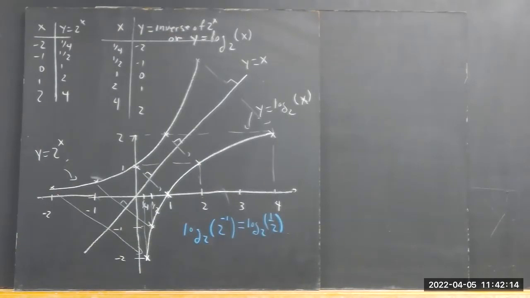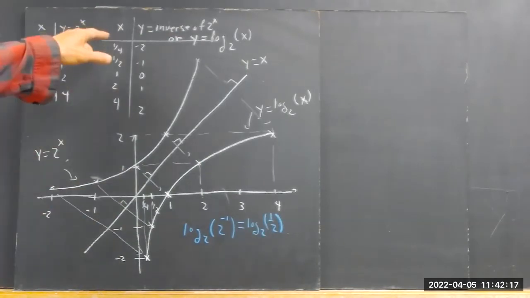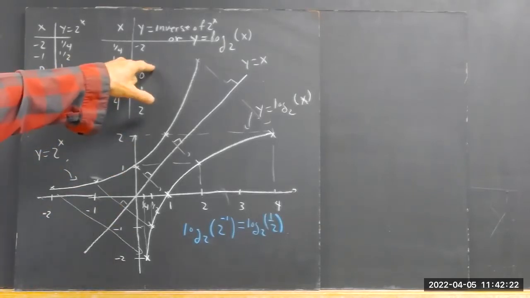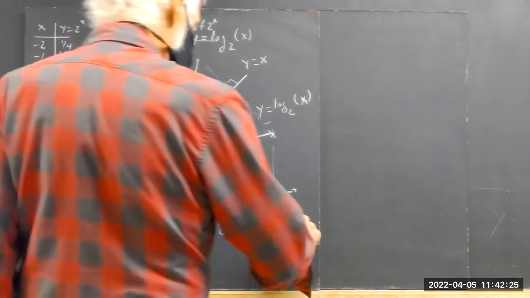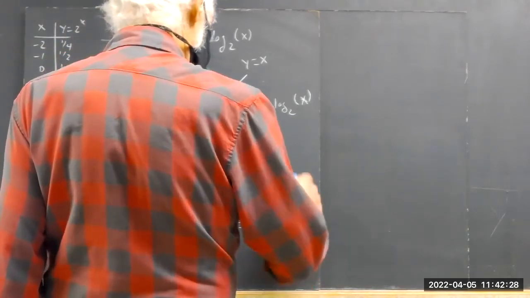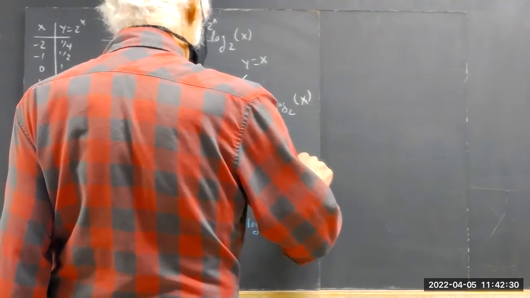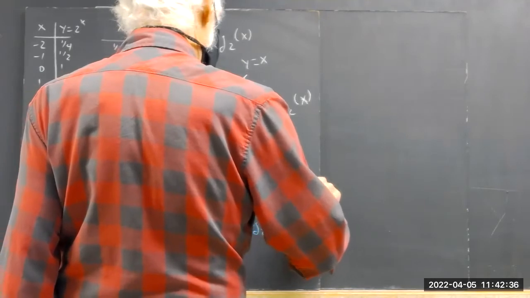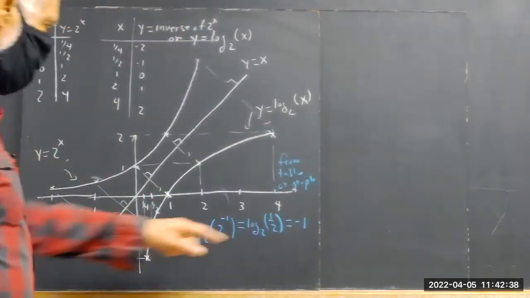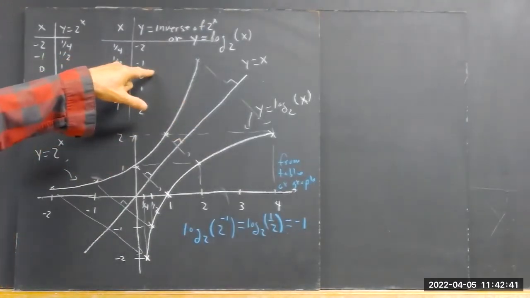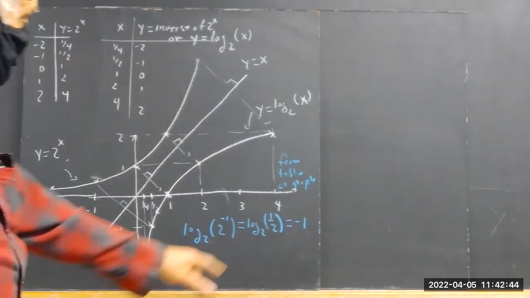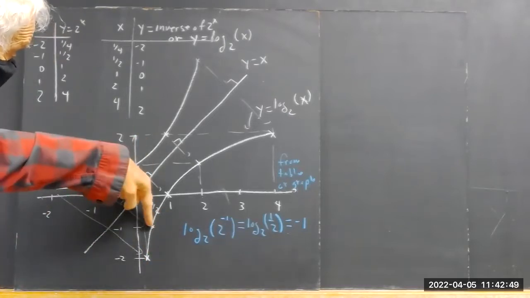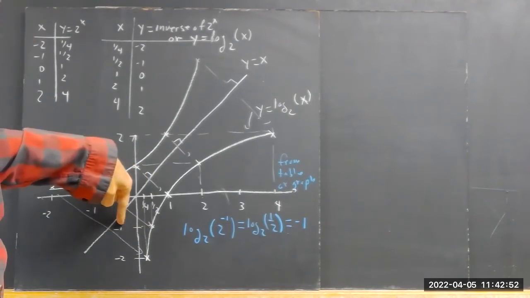What's log base 2 of 1/2? Well, you've got a table up here and you've got a graph down here. 1/2, negative 1. You find it from the table. Right there it is. You can find it from the graph. Log base 2 of 1/2, you find 1/2, and then you go to the log base 2 graph and you see it's negative 1.